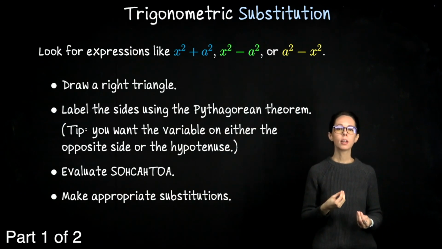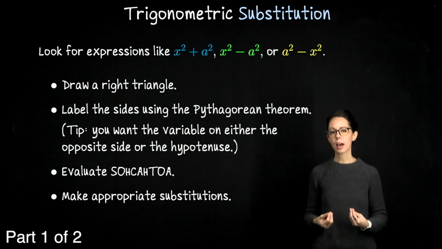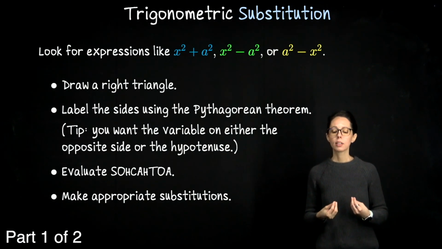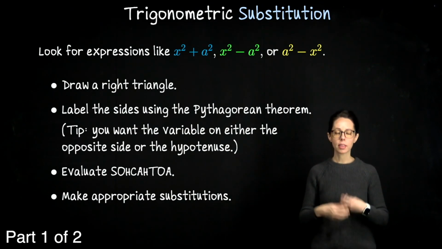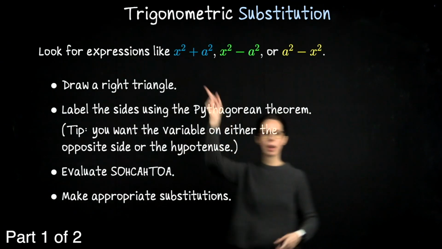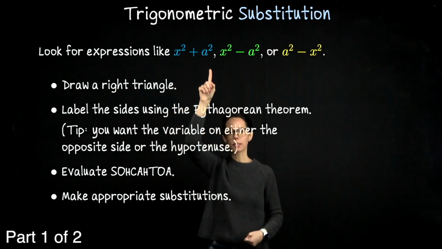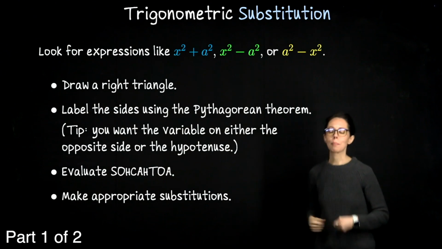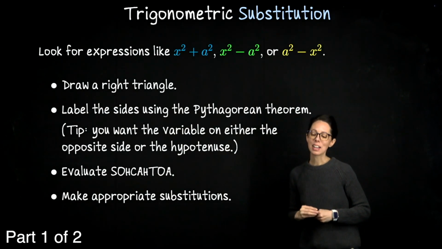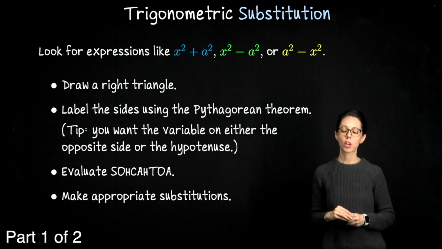Then, given what we see in our integrand, we are going to label the sides of our triangle so that if we were to write down, say, the Pythagorean theorem for the right triangle, we would see terms emerging. For example, if we have x squared plus a squared, that looks like a side length squared plus a side length squared equals a hypotenuse squared. Okay, we'll do examples. There are some guidelines you want to follow when you label the sides of your triangle.